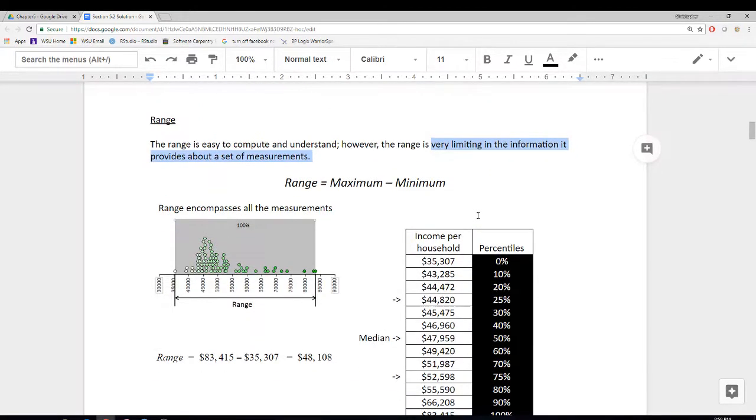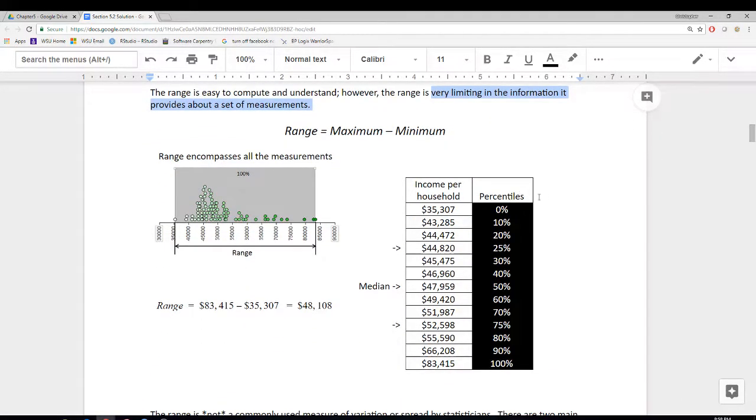So for our Minnesota income data set that we've been looking at in the last section, continuing with that, the maximum county was at $83,000 for household income. The poorest one, or the smallest, was at $35,000. So that range there is just take the $83,415 and subtract $35,307. You get a range of about $50,000. So again, the amount of span between the poorest county in Minnesota and the richest county in Minnesota is about $48,000.